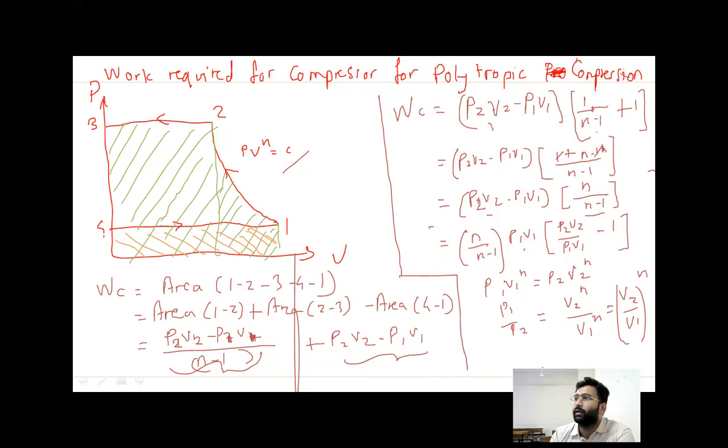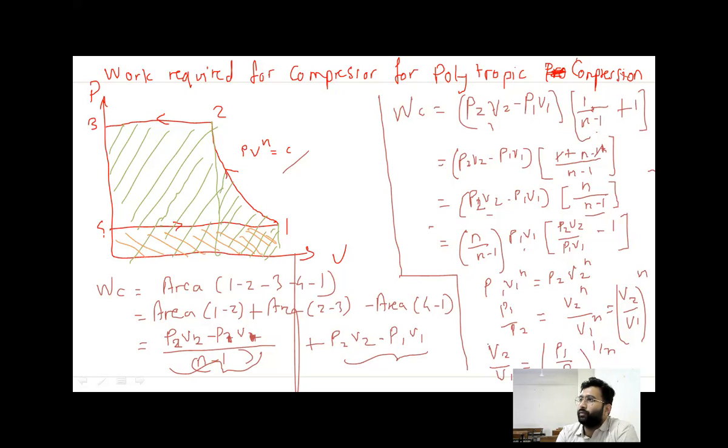Okay. Now I will take nth root. Okay, nth root I will take. So it will be V2 by V1 will be equal to P1 by P2 raised to 1 by n. Nth root I have taken. So like the square and the square root, here it is the nth root. So that will be V2 by V1 will be equal to P2 by P1 raised to 1 by n.